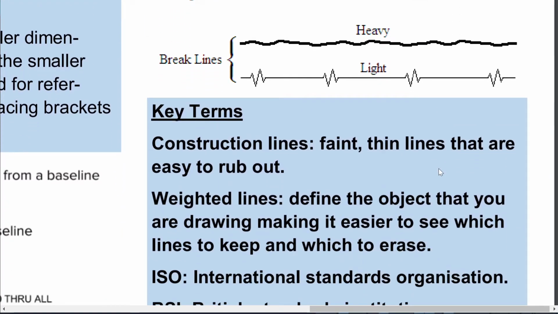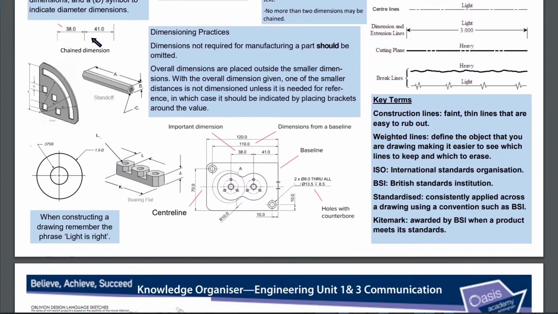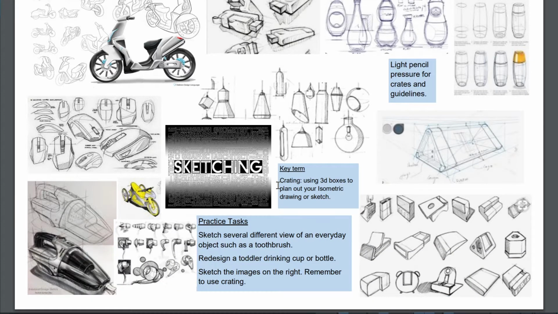There's also something called break lines, and break lines show that I can't be bothered showing the whole object. So I'm going to cut the object at a certain distance. Unfortunately, they don't seem to have an example anywhere here where they've used a break line. So we might look at the Australian standard drawing quickly to talk about that.